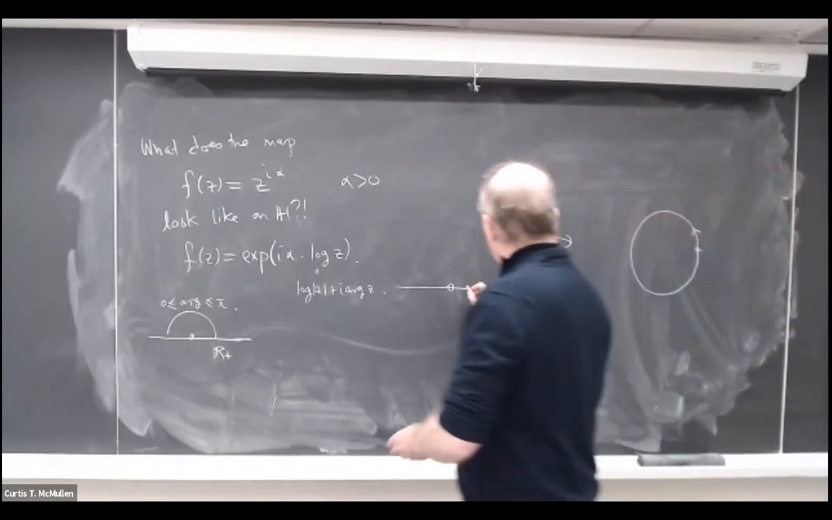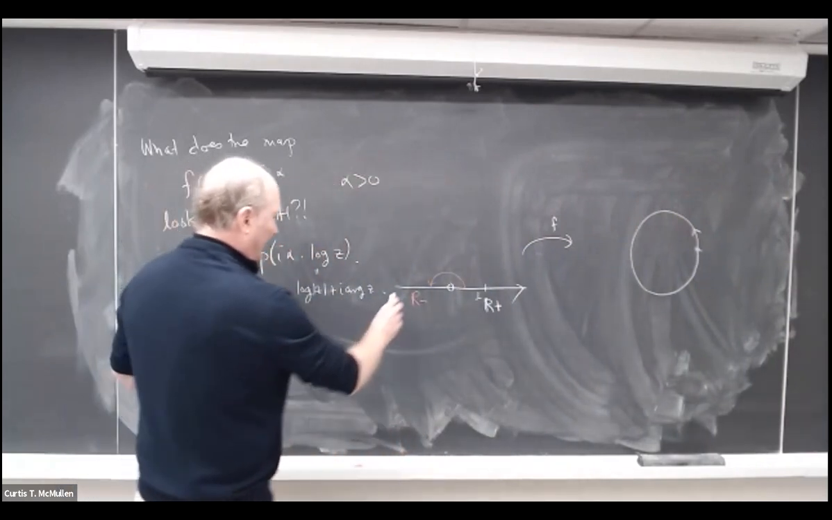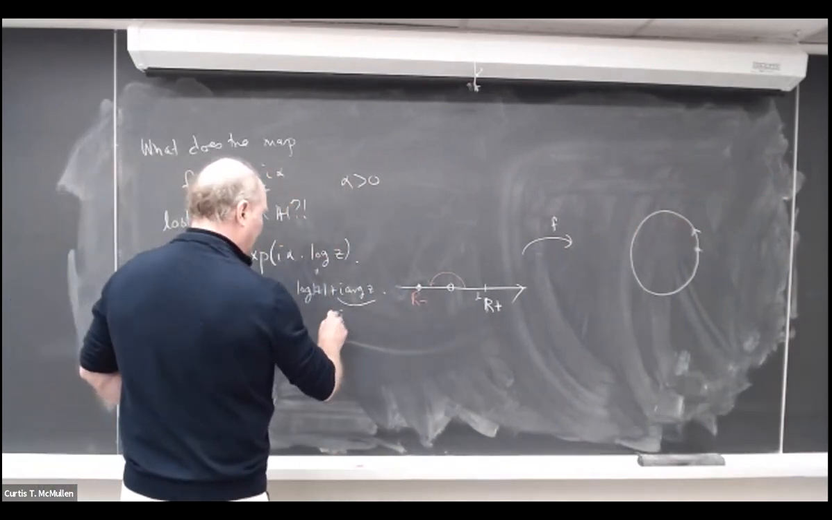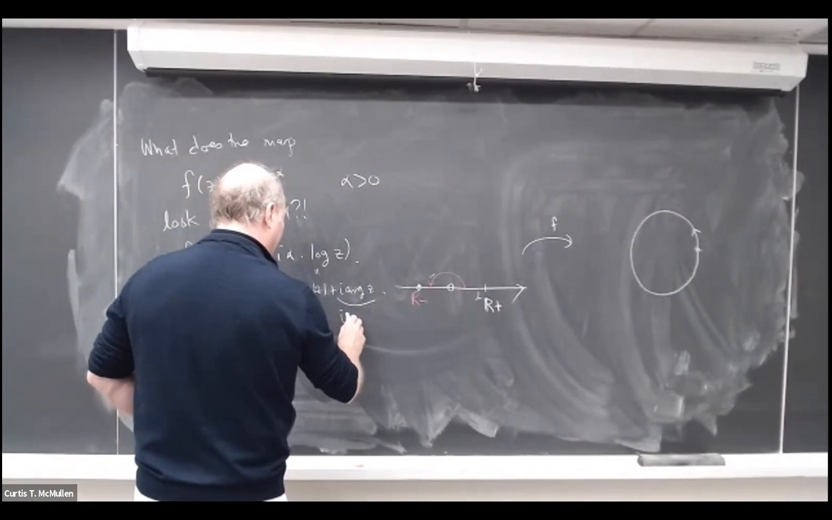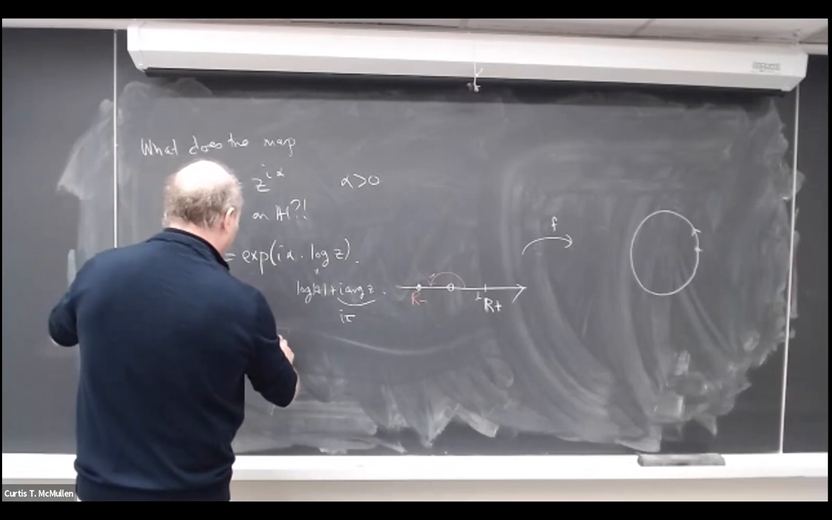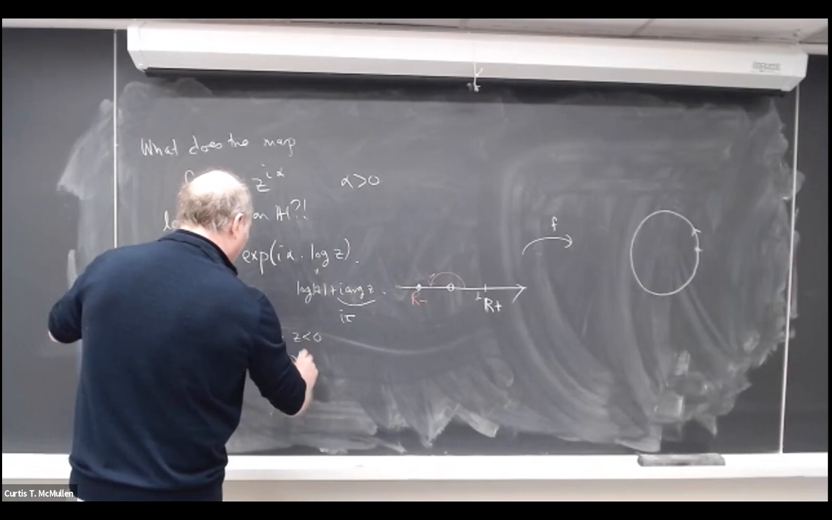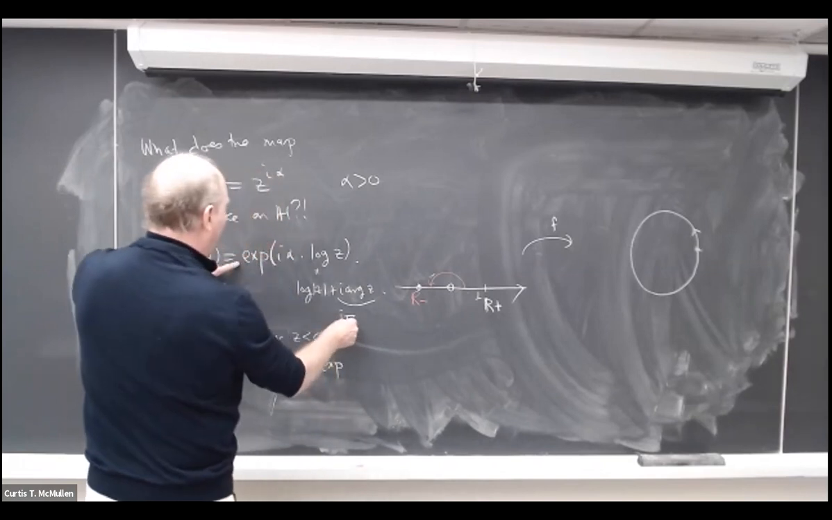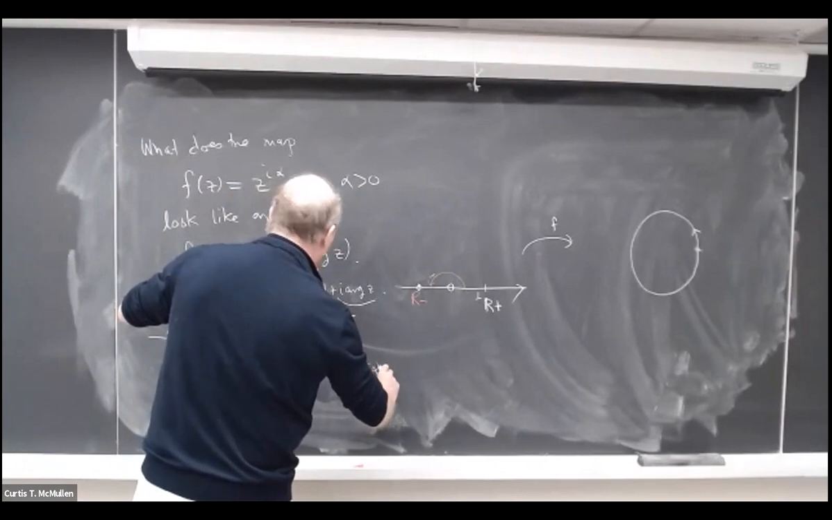What about the negative real axis, though? If we pick a point on the negative real axis, then the argument of z is going to be pi, because we're 180 degrees from the positive real axis. So this is going to be i times pi. And so for z less than 0, the absolute value of f of z is going to be e to the minus pi alpha.